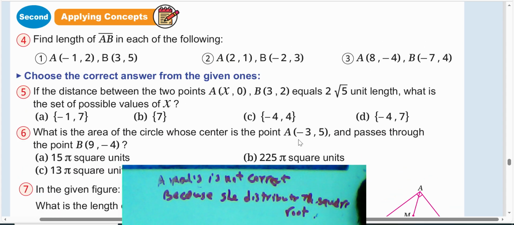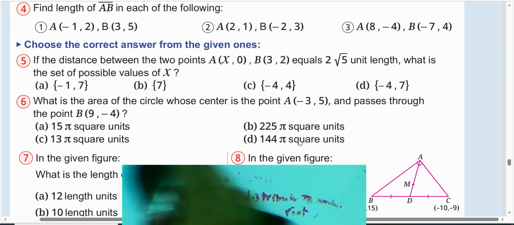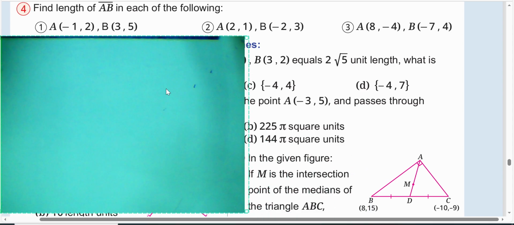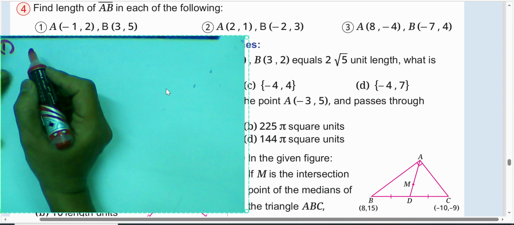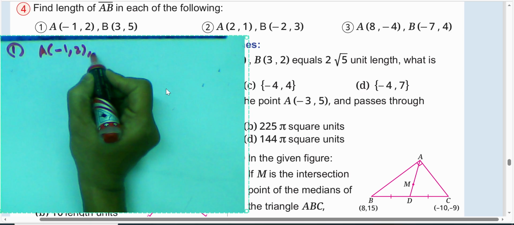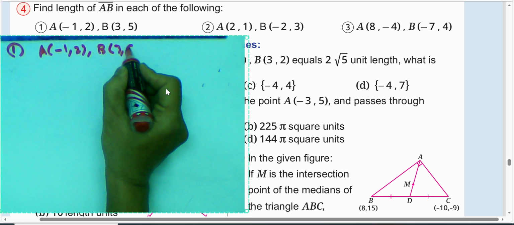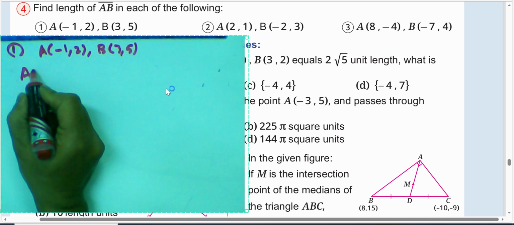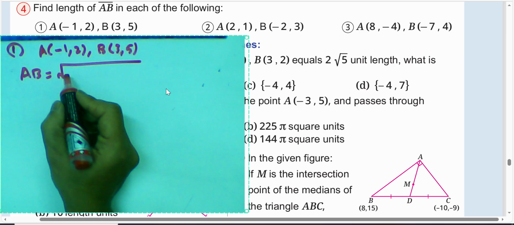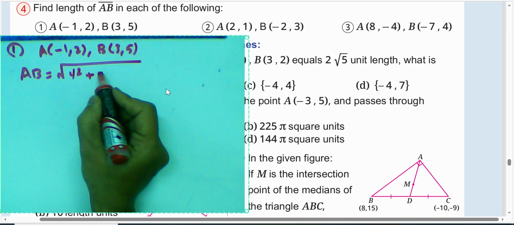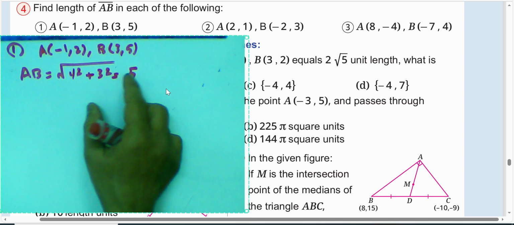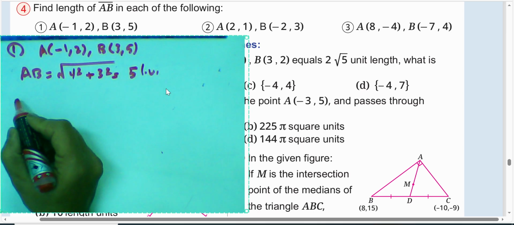Next question. Find the lengths of AB for each of the following. First, number 1, we have point A (-1, 2) and point B (3, 5). We can find the distance between A and B. 3 minus negative 1, it will be 4, 4 power 2. 5 minus 2, 3, 3 power 2. 16 plus 9, 25. Square root, it will be 5 length unit.